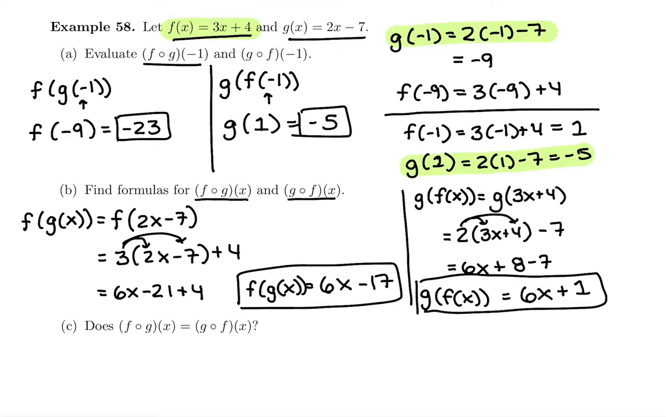So did f of g of x equal g of f of x? Well, f of g of x was 6x minus 17, g of f of x was 6x plus 1. So to put it simply, no, they are not equal. The order in which we composed them determined our answer. It was not the same answer for either order, which made sense because we didn't get the same number when we switched the order earlier. So when we plugged in negative 1, the order mattered, and also when we plugged in x, the order mattered. We got different answers for doing f of g compared to g of f.